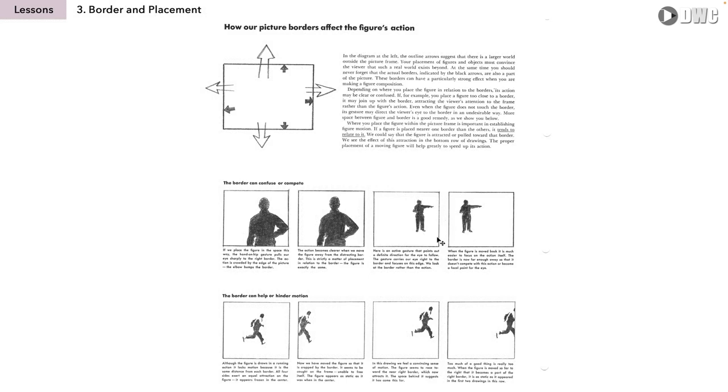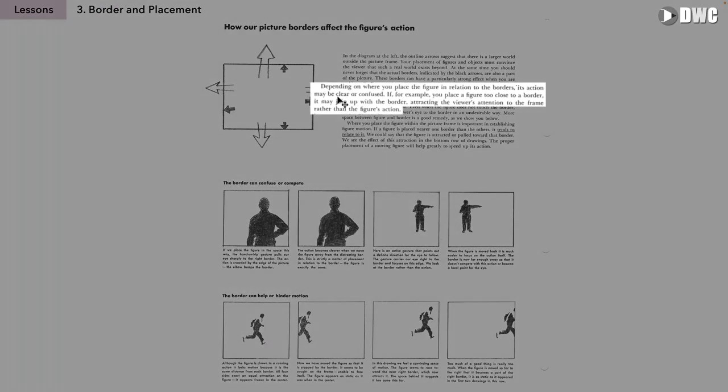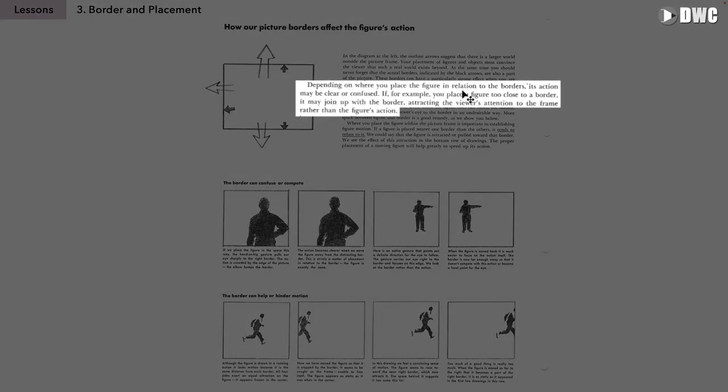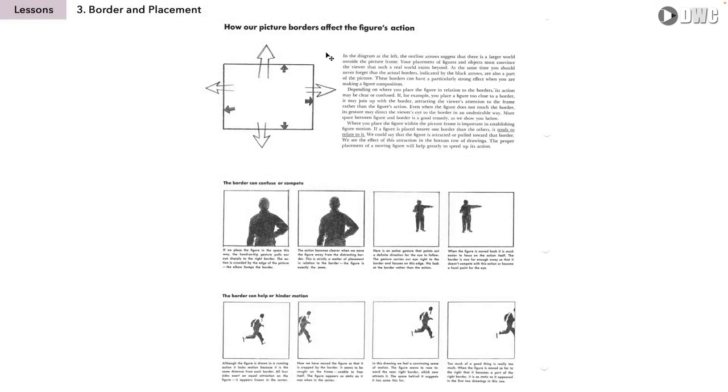So here the author talks specifically about action. Let's read the quote from the book. Depending on where you place the figure in relation to the border, its action may be clear or confused. If, for example, you place a figure too close to a border, it may join with the border, attracting the viewer's attention to the frame rather than to the figure. And this is especially true when the figure touches the border.